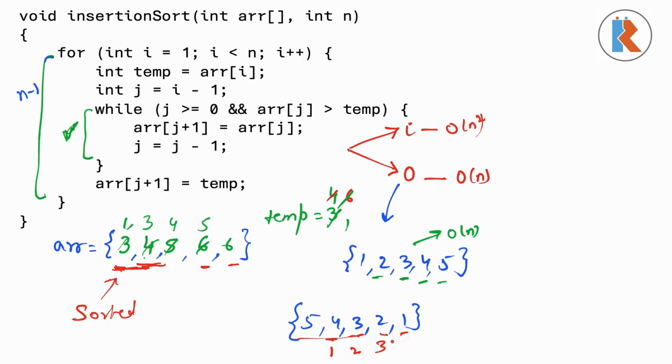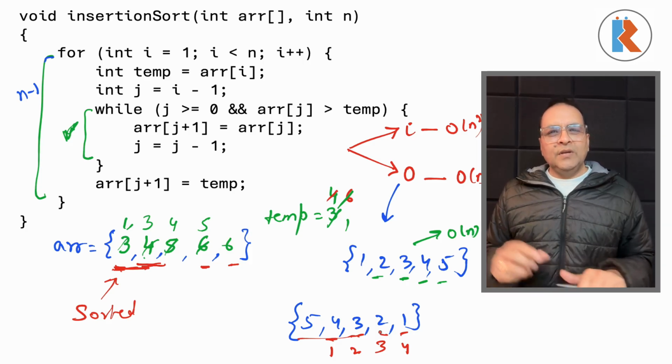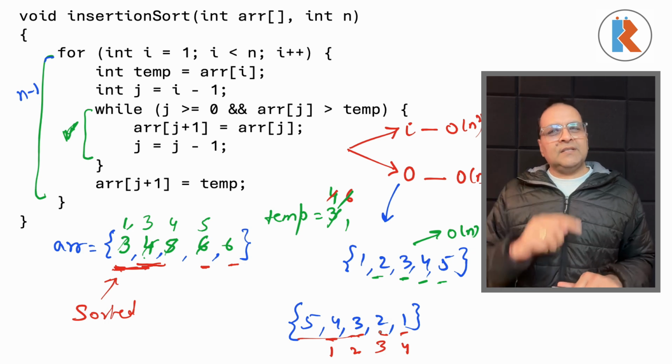And for 1, all the previous 4 elements need to be shifted. Therefore, the time complexity will be big O of n square. So sometimes the best case and worst case time complexities are different. However, the asymptotic notations as such are not related to either the best case or the worst case. This we have discussed in the previous section.